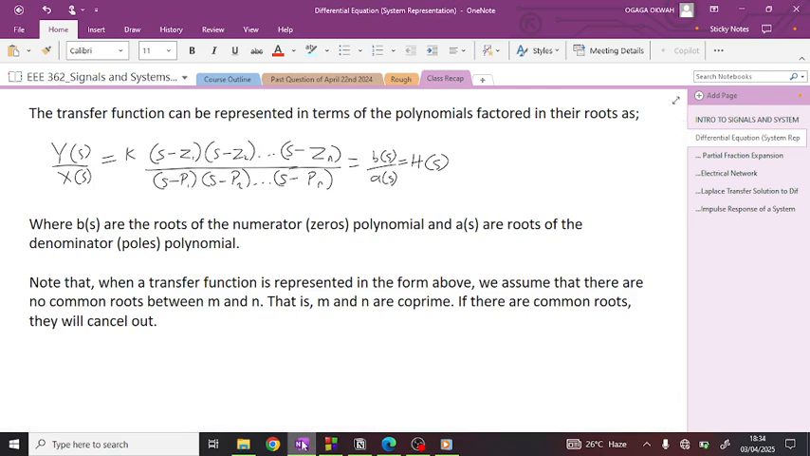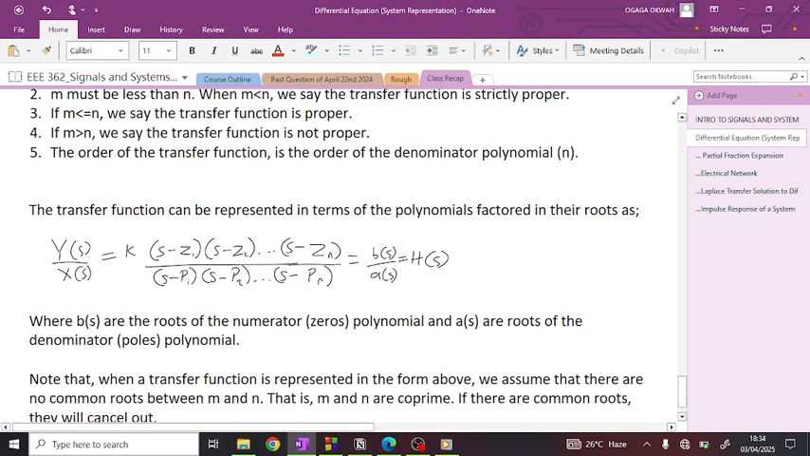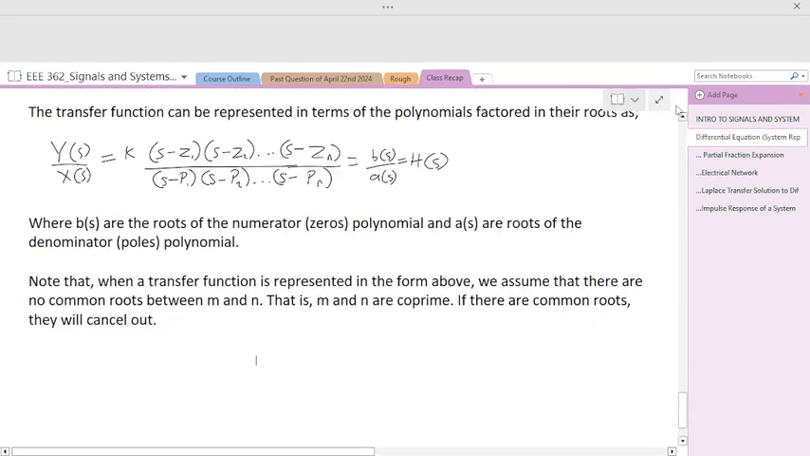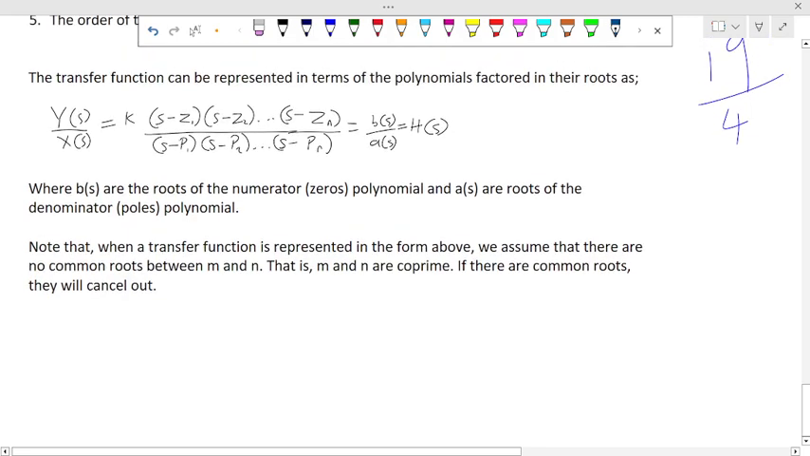Talk about the transfer function representation. Recall that from our previous video we talked about the properties of a transfer function, and now we are going to talk about how we can express the transfer function like a general expression.